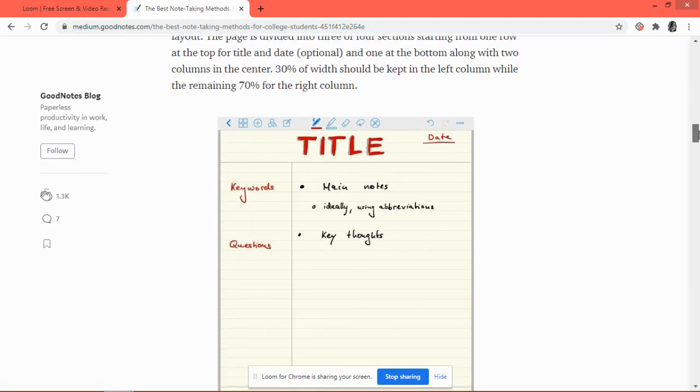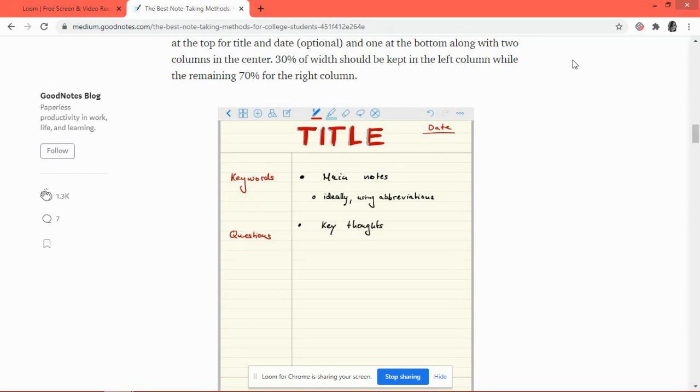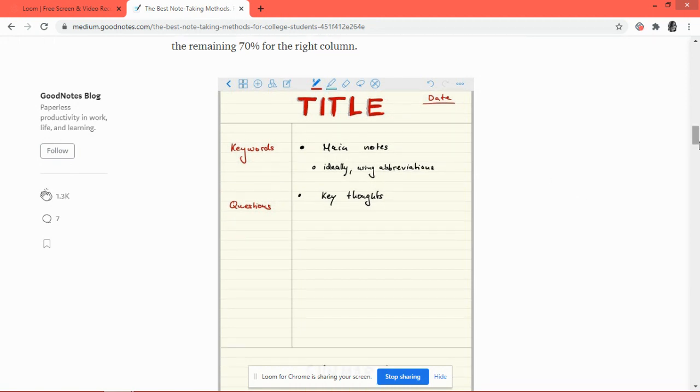These notes are very organized. You have a title, you have a date. I don't title my notes except if they're for a very specific thing or subject. Oftentimes they just go together. So here you organize by keywords, and then you have key thoughts, you have questions over here. They're just a very organized way of putting down information.